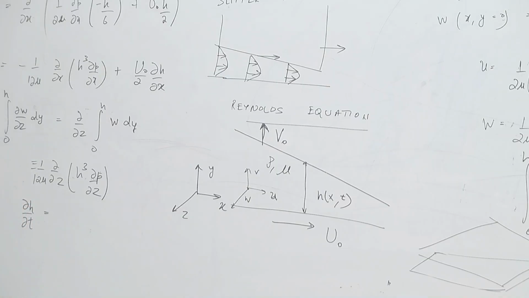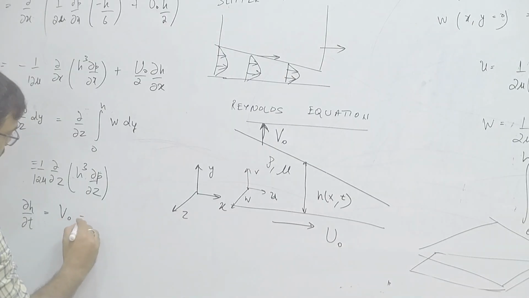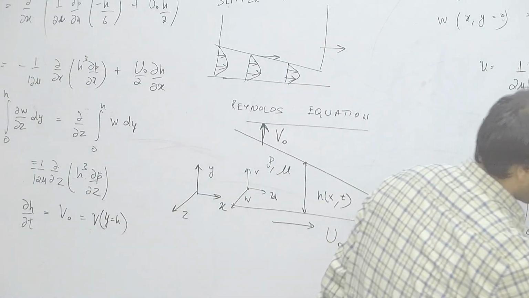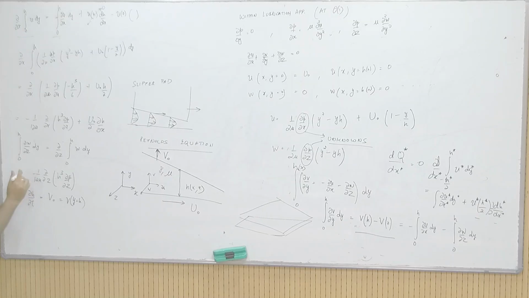And what is del h over del t, by the way? So, del h over del t, that is variation of h at a particular x location, what is it equal to in time? V naught, right, simply V naught, or V at y equals h, which is this guy. There is a minus here also, minus 1 by 12.